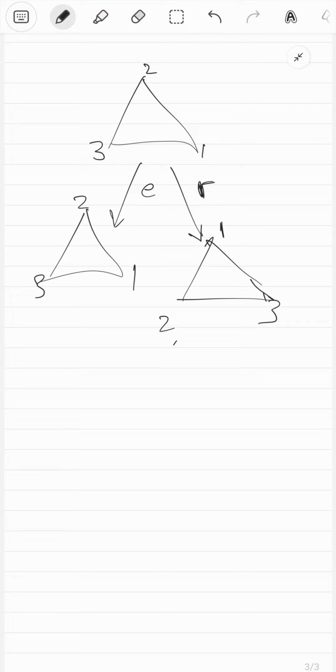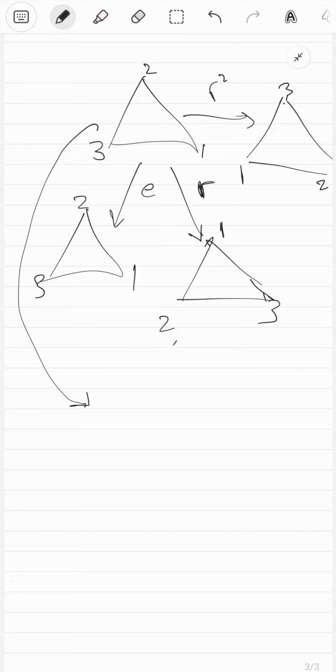You can do this 2 times and then you get something like R squared, right? Because R and R, so that's R squared. And so you're going to have 2 over here, right? 1 over here and 3 over here. And then if you do it 3 times, you're going to get the identity symmetry back. That's easy to see. Now there's another way that you can do something to this triangle, which is you can reflect along one of the medians. And so let's say that one particular reflection is called S.